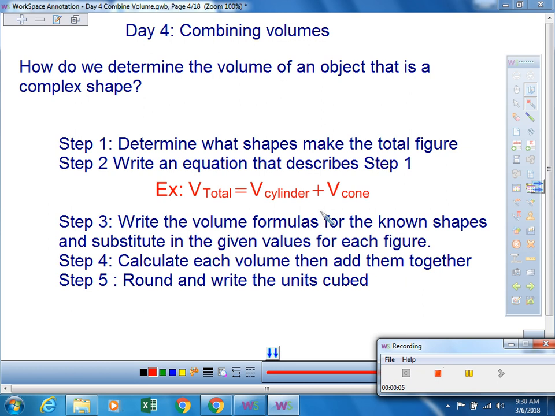So we're going to write volume total equals, like if the shape was a cylinder and a cone, then you would say the volume of the cylinder plus the volume of the cone. We're going to write the volume formulas. So right under here you would have the formula for a cylinder and the formula for a cone. And then we're going to substitute the values in. Then we're going to calculate them. And we're going to round and put units cubed.